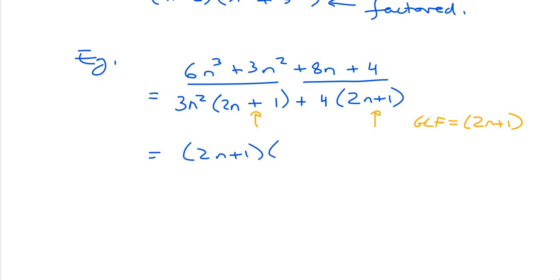And then I'm going to be left with 3n squared times 2n plus 1 divided by 2n plus 1 is 3n squared. 4 times 2n plus 1 divided by 2n plus 1 is 4. And that's it. I'm done. I have factored by grouping.